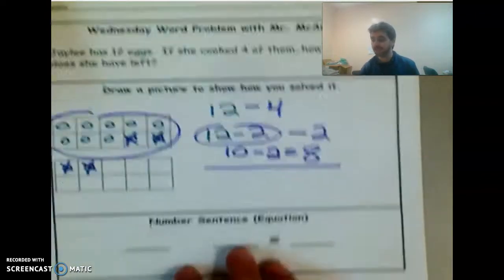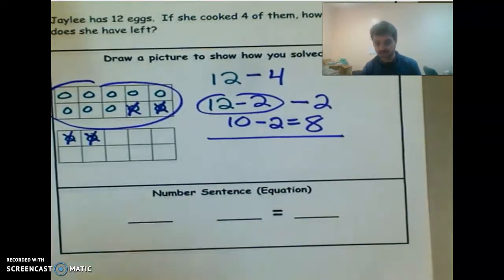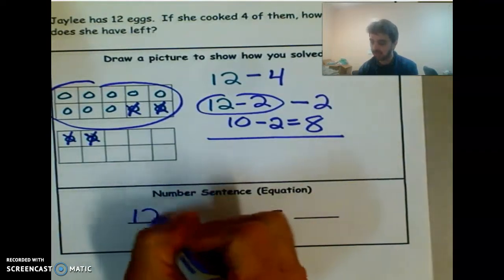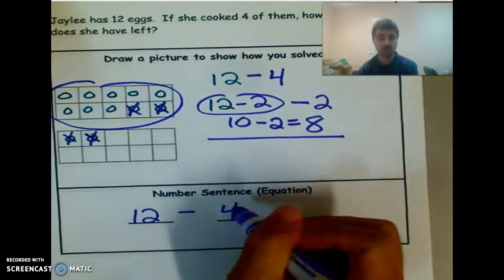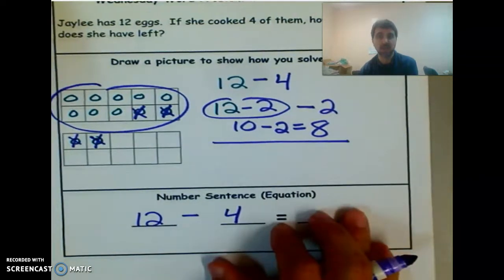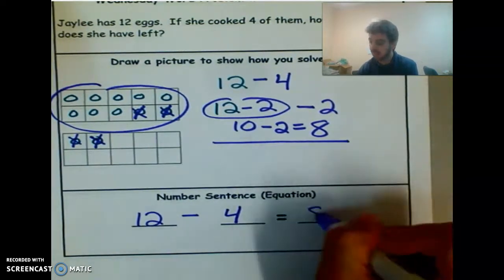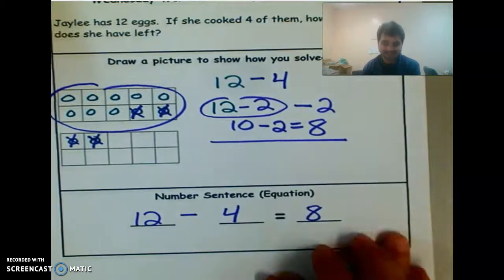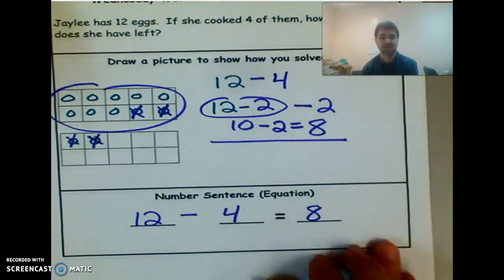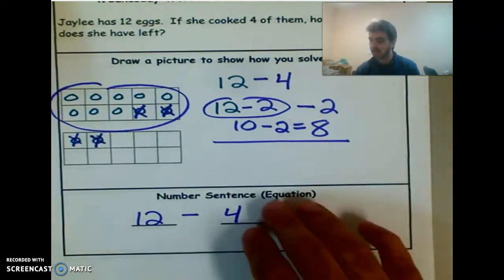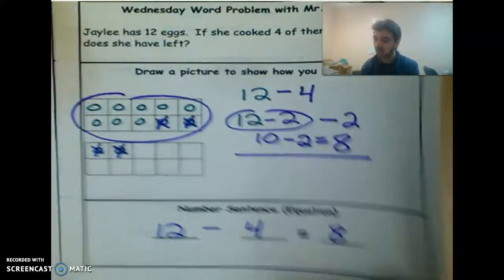So very exciting. So our number sentence will be, we started with 12. We took away 4. Jaylee cooked 4 eggs, and now she has 8 eggs left. Okay, so there's another word problem.